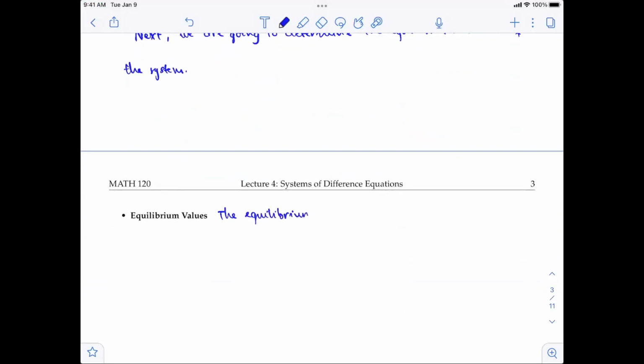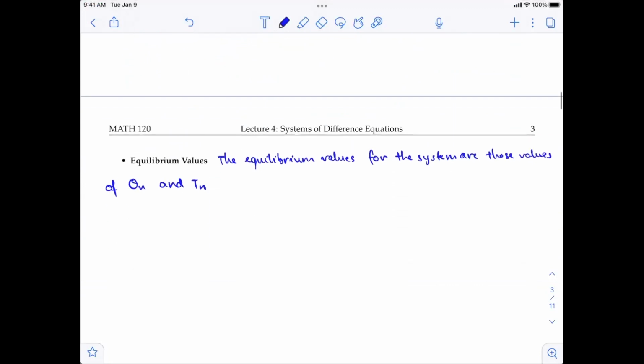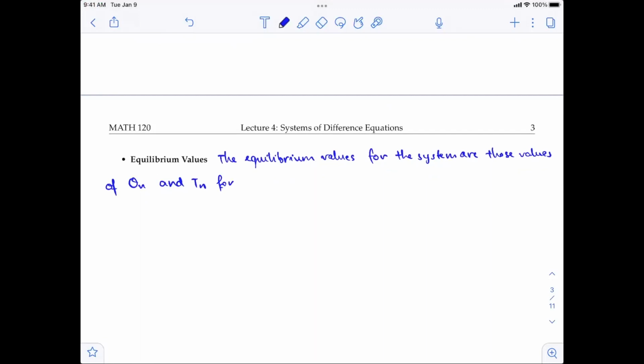The equilibrium values for the system are those values of O sub n and T sub n for which no changes in the system take place.